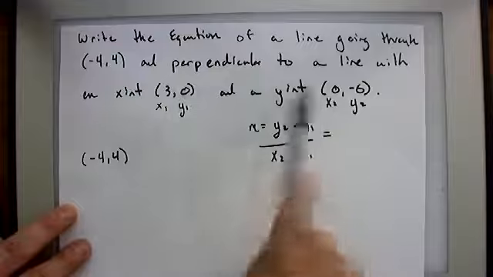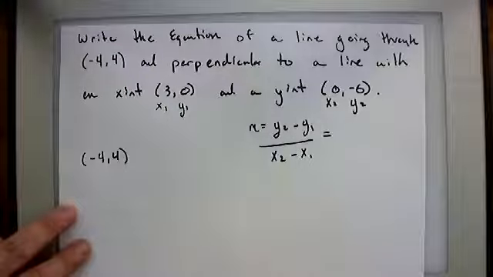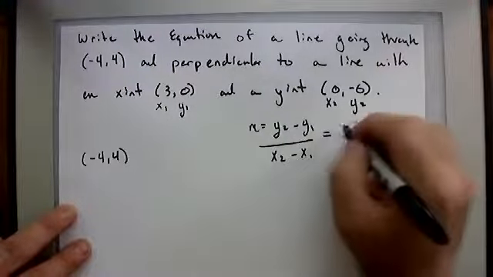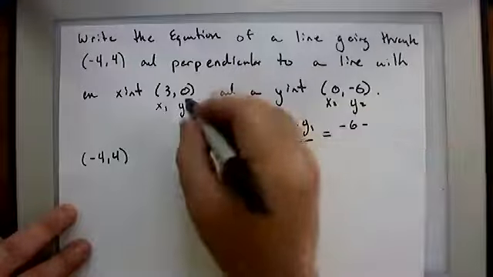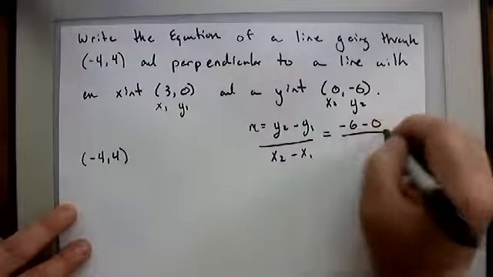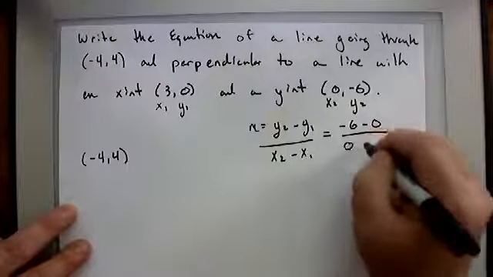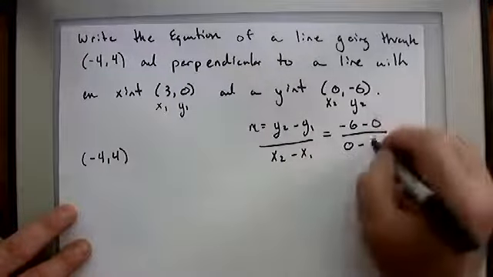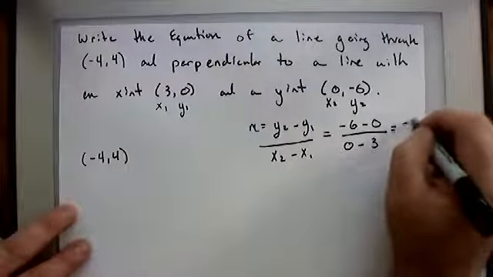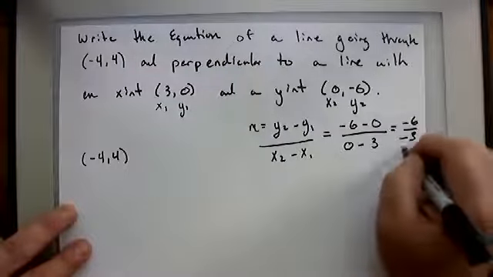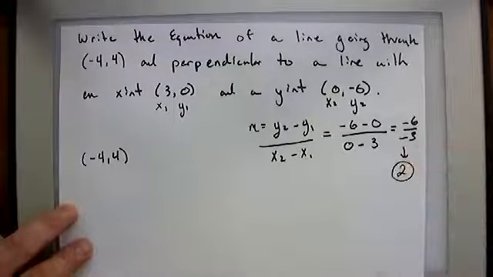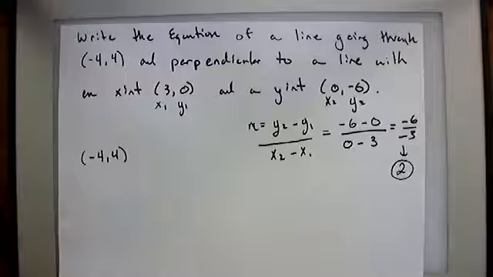These are the points of the line you're comparing against. Just don't forget that. So y2, which is -6, minus y1, which is 0, over x2, which is 0, minus x1, which is 3. That gives us -6 over -3, which is just 2. So their slope was 2, okay? Well, that's great. That's their slope.